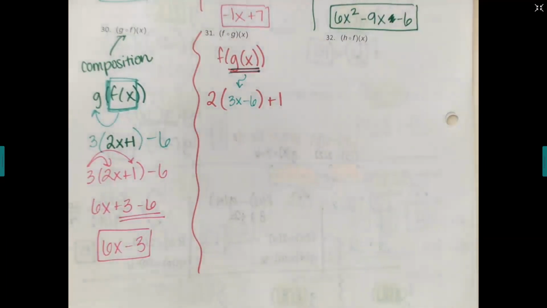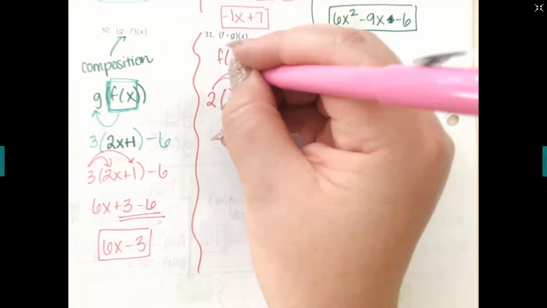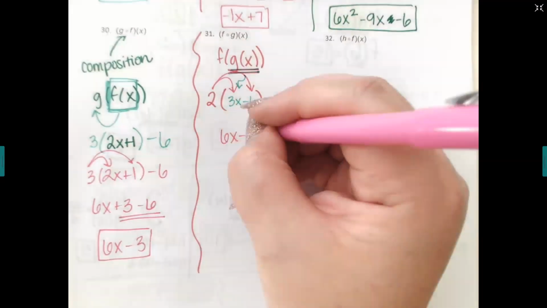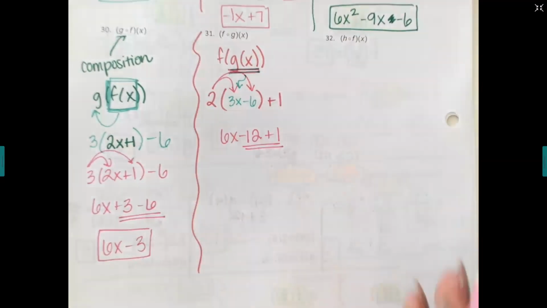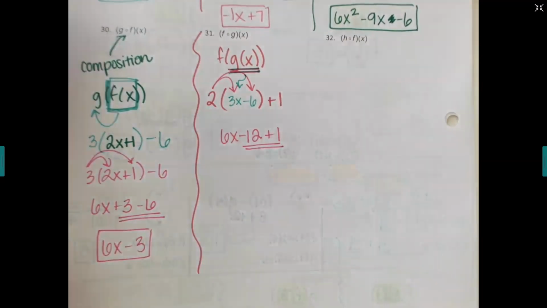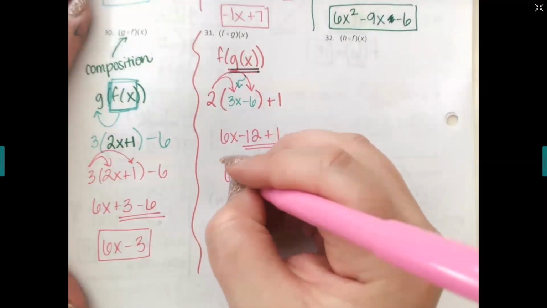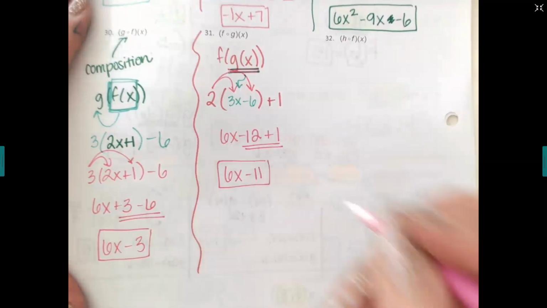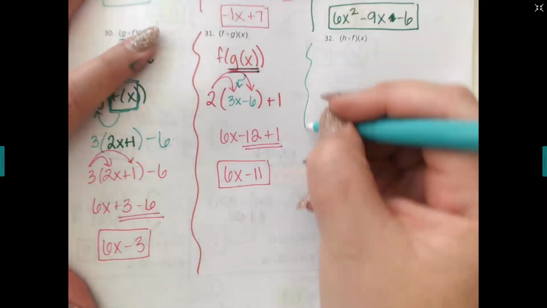Okay. And then from there, just kind of simplify it to get it into standard form. So 2 times 3x is 6x. 2 times minus 6 is minus 12 plus 1. And then those two constant terms can combine. So negative 12 plus 1, that would be negative 11.